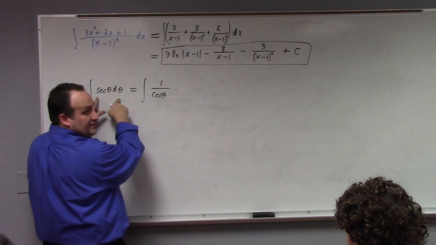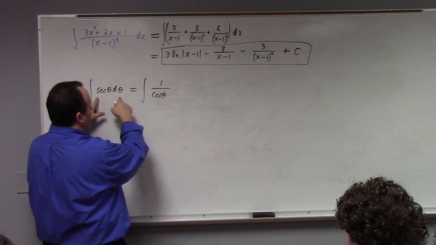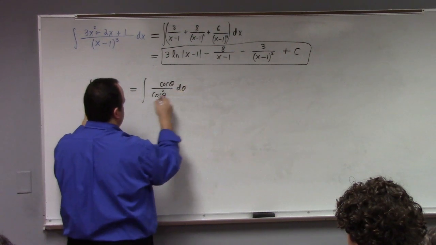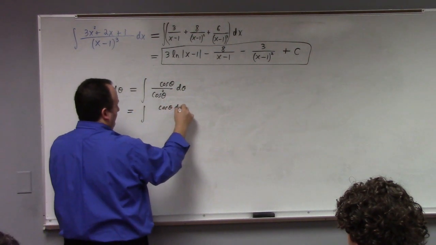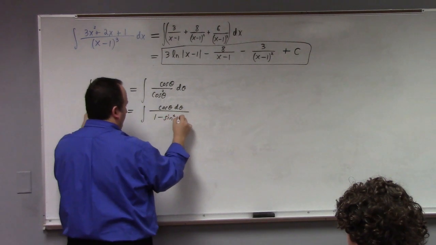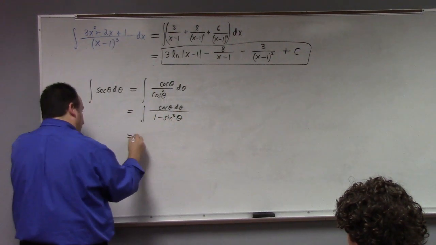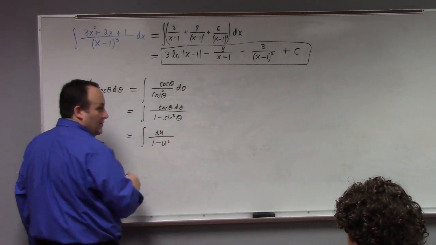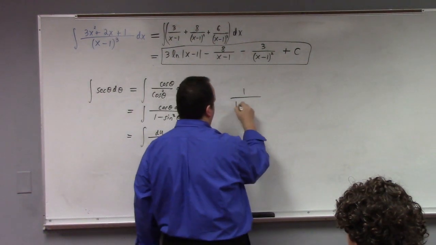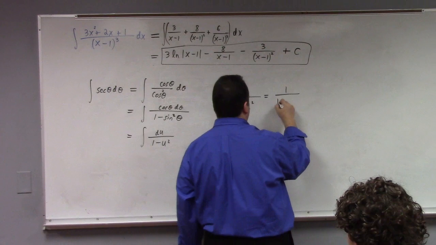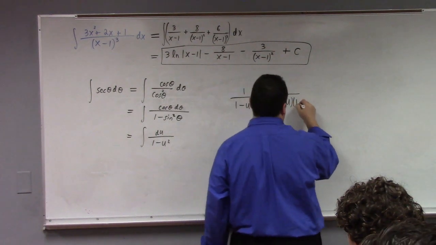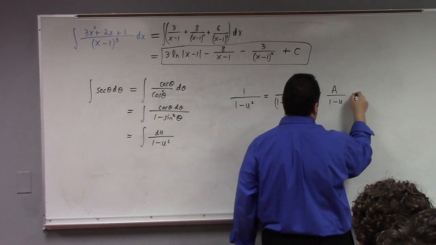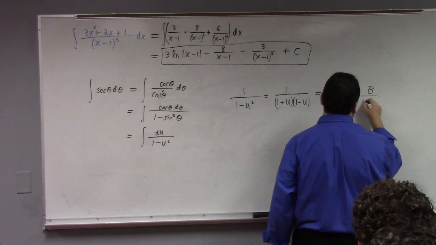I just need to be a little bit creative and say, well, that's really cosine theta squared over cosine theta, which is the integral of cosine theta d theta over 1 minus sine squared theta. Which is, by the way, du over 1 minus u squared. And 1 over 1 minus u squared is 1 over (1 minus u)(1 plus u), which is A over 1 minus u plus B over 1 plus u.